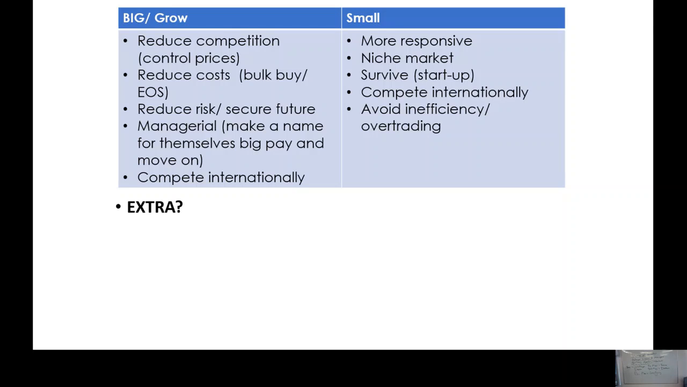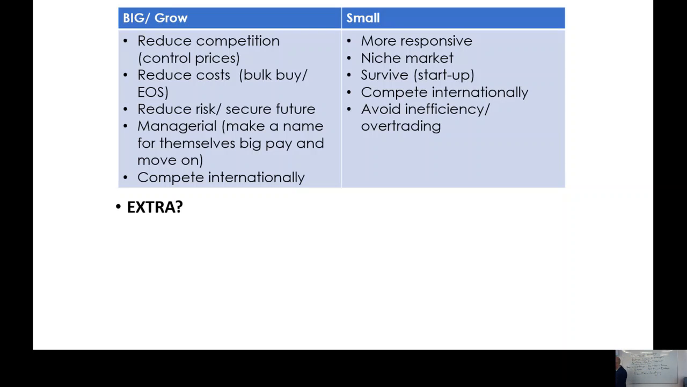product. As a startup, you might want to survive and just stay small to test out the market, to see what the market wants and respond to it. Being small might allow you to be more able to compete internationally. You might be able to move quicker into a different market or test out a market.